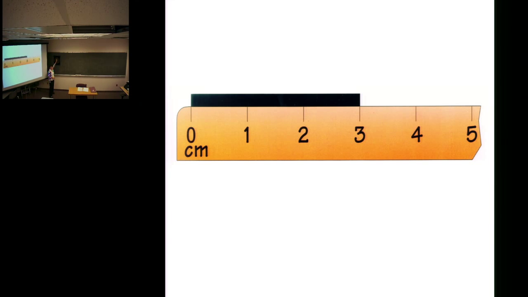So this is the difference between accuracy and precision. So what if I had it like this? Accurate and precise. And if it was like this? Precise, but not accurate. Okay, so you don't have to have them both together. Like this is very precise, but not accurate. Okay, and if we had them like this?